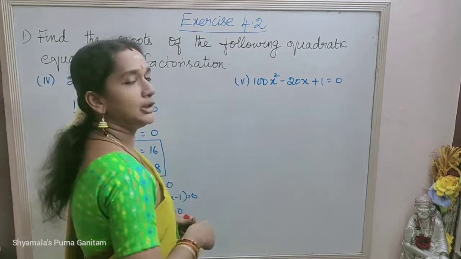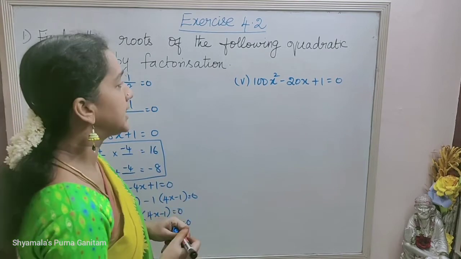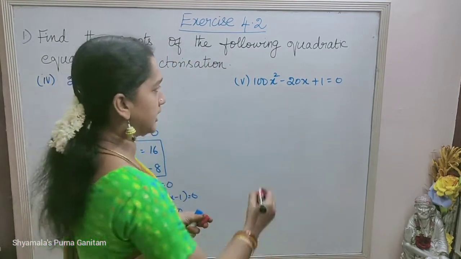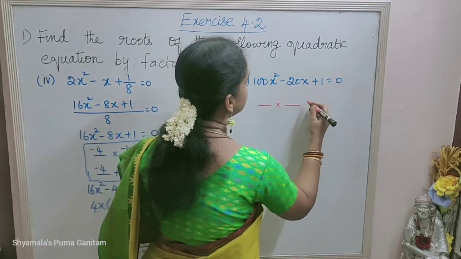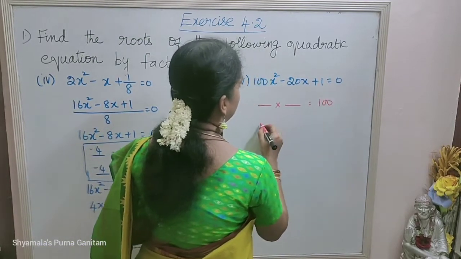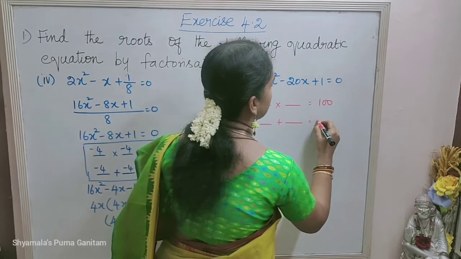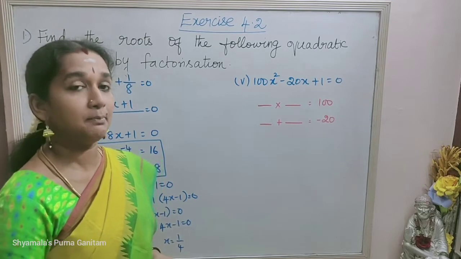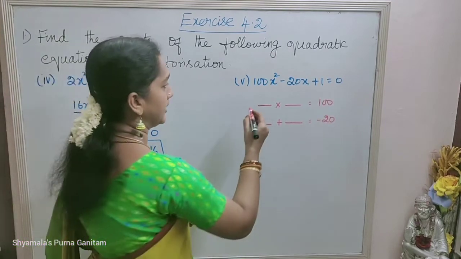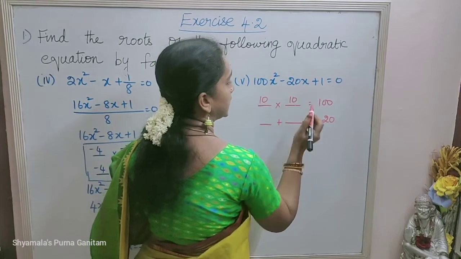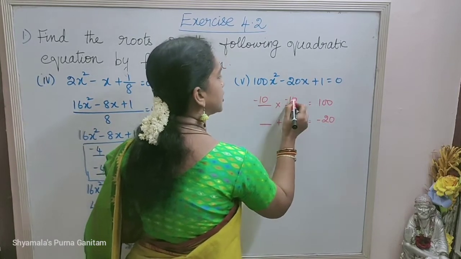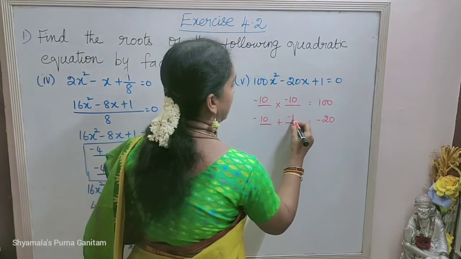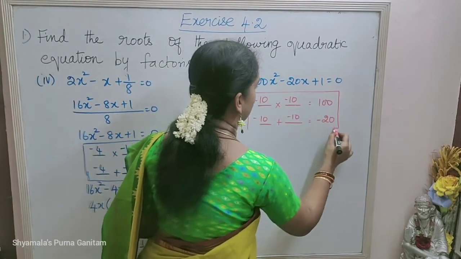Okay. Now we will do the fifth sum. The fifth sum is 100x squared minus 20x plus 1 is equal to 0. So when you multiply, you have to get 100 and when you find the sum, you will get minus 20. Accordingly, you have to take. So 10 tens are 100 and 10 plus 10 is 20. So you take 10 and 10. Here the minus sign is there, so we will take both the terms minus. Then minus 10, minus 10. So these are the two numbers we found.